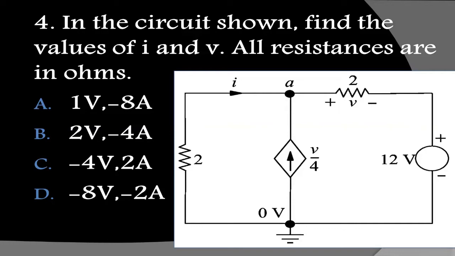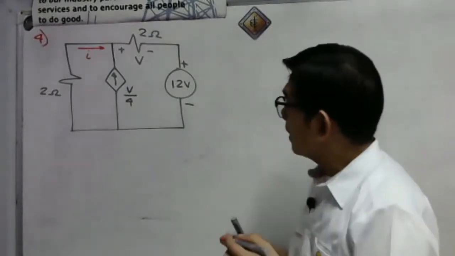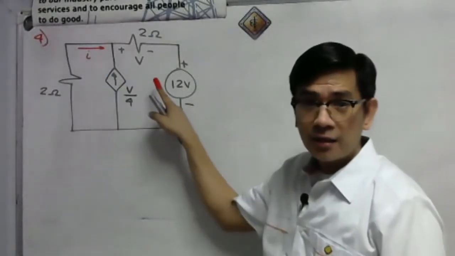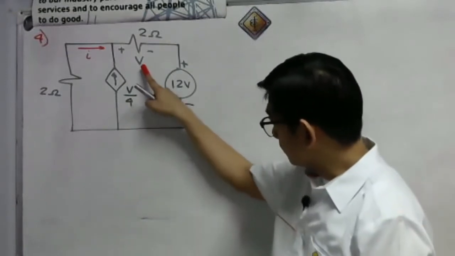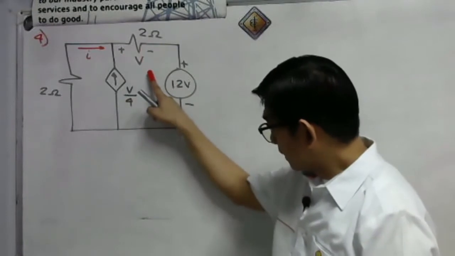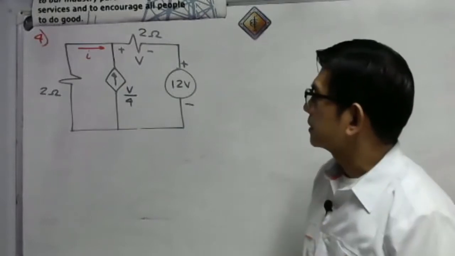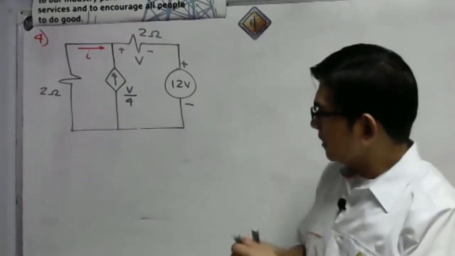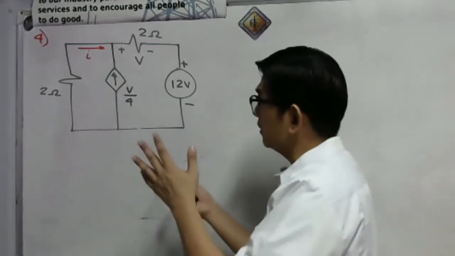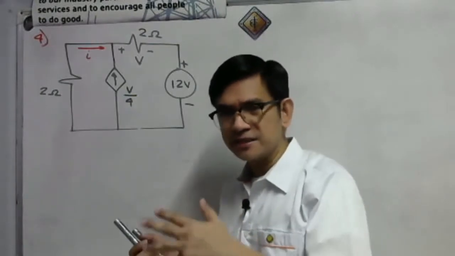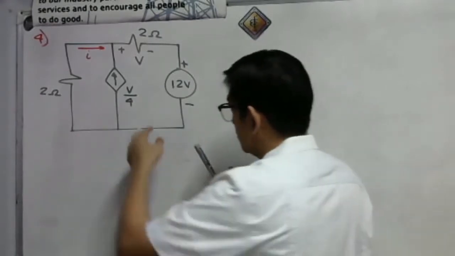So here is now the electric circuit. In the circuit shown, we are asked to find the value of our current I and our voltage V. This is our voltage V, the voltage drop in the 2 ohm resistor. Then we have what we call a voltage dependent current source. I'll show you a different approach for this particular problem. Last time we used Millman's theorem, but this time I'll be using Kirchhoff's current law. So take a look here, guys.